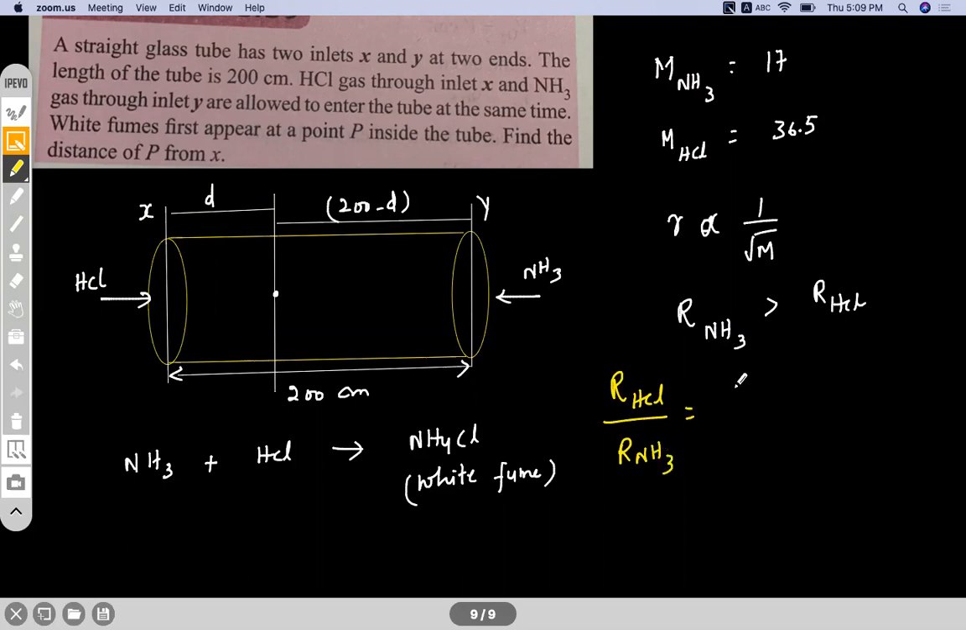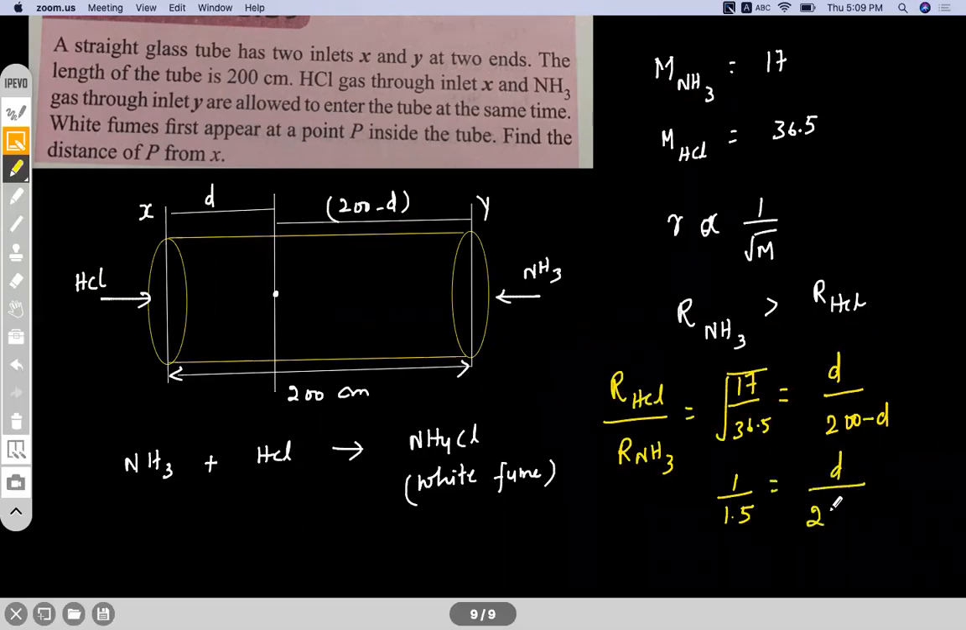is equal to, first of all, we'll write down the molecular masses of the two gases, root under 36.5 over 17. And this would be equal to the distance traveled by HCl, that is D, time is the same, over 200 minus D. We can solve this for D, that will be our answer. So this is 2.25, and the value we'll get here is 1.5, isn't it? D by 200 minus D. When you solve this for D, you will get approximately 81 centimeter. Answer is this.